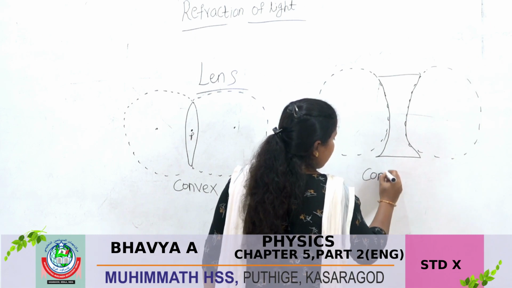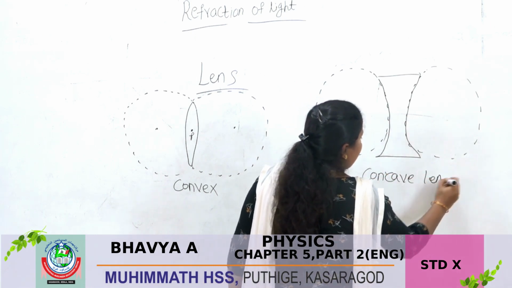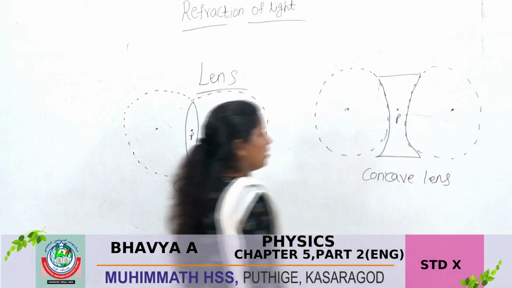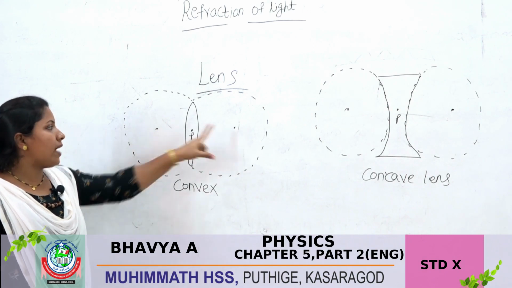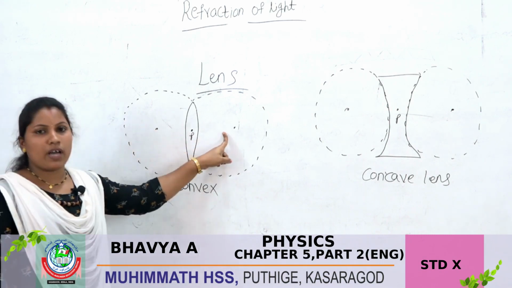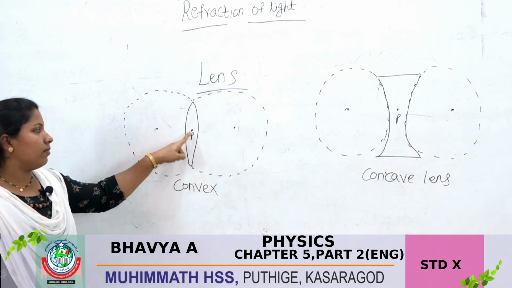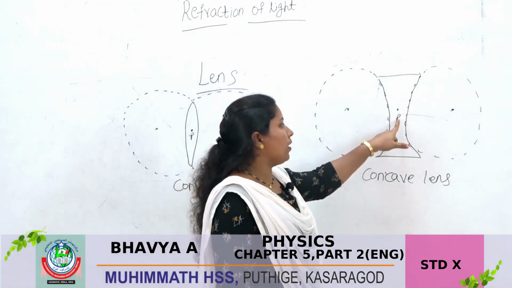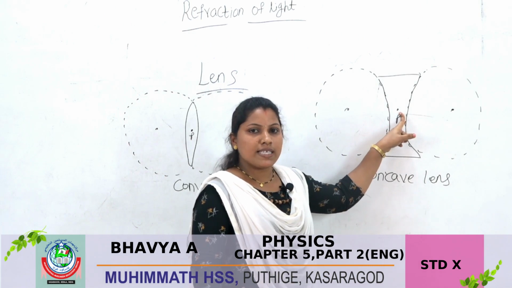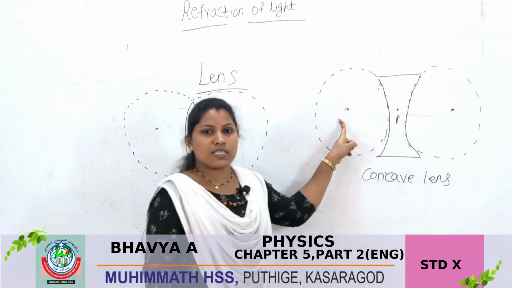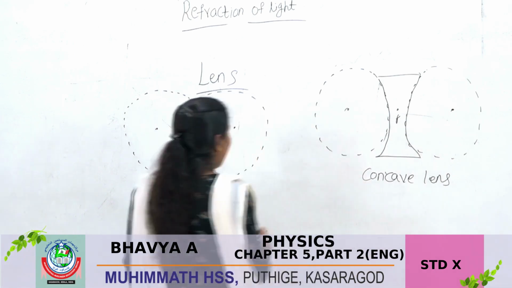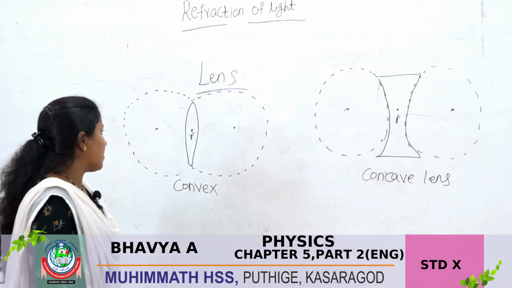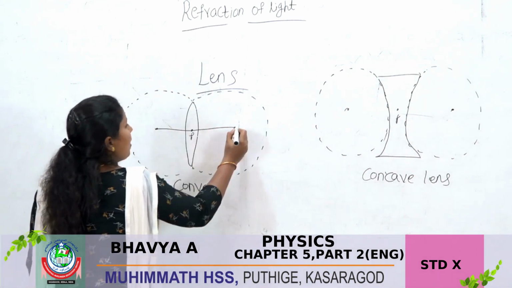In a concave lens, the midpoint is called the optic center. The midpoint of this imaginary circle is called the center of curvature. The midpoint of the lens is called the optic center. In a concave lens also, the midpoint of the lens is called the optic center, and the midpoint of this circle is called the center of curvature. Next, what is the principal axis? The principal axis is the line shown here. This is called the principal axis.